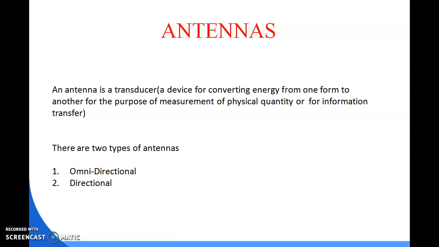So everything depends on whether we are using omnidirectional or directional antennas, according to your communication needs. An omnidirectional antenna is a 360-degree antenna. That means it covers the whole range, right? But the directional antenna focuses on a particular direction, so it is known as a directional antenna.